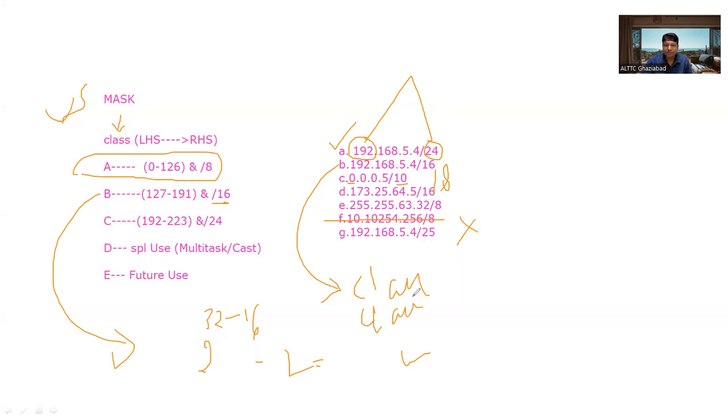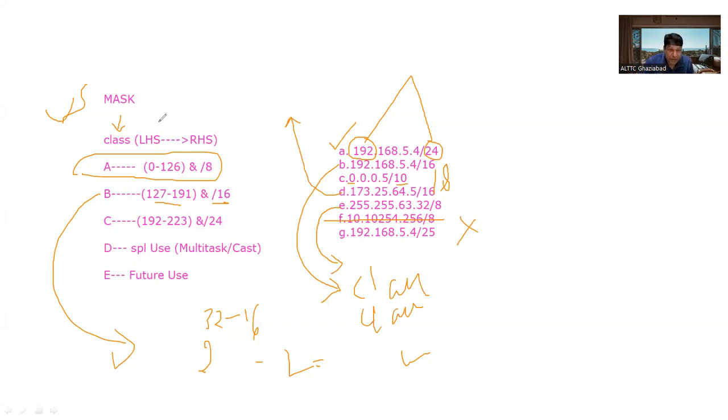And what about option D? It falls under B, sir. Class B, yes. And option E? Classless. Okay, so now you have figured out the meaning of classless.